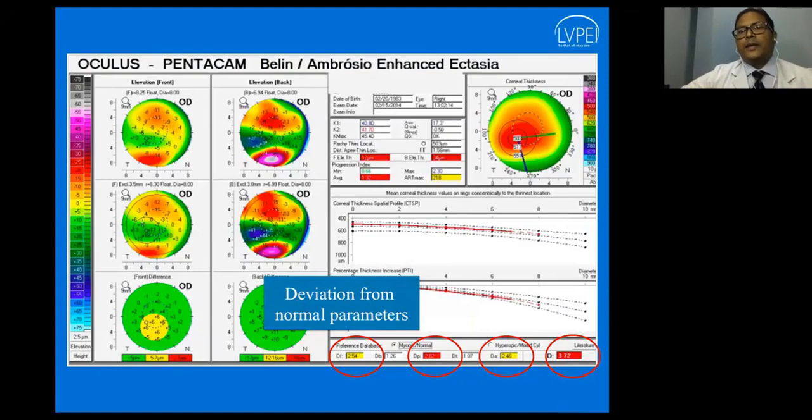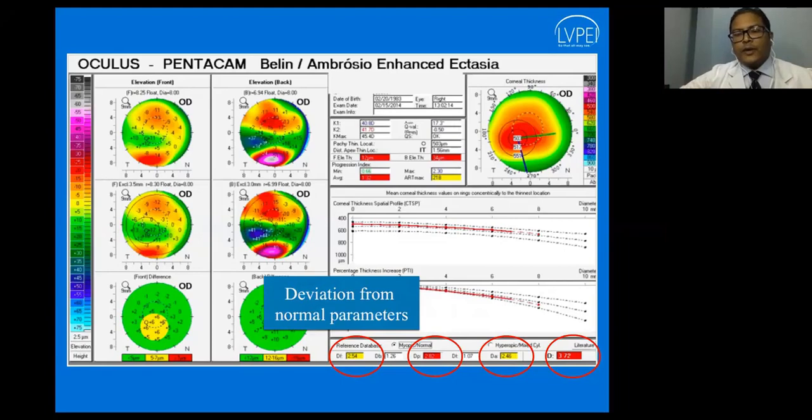This is the display of the Belin-Ambrosio enhanced ectasia display, and it provides the progression index, which is 1.2. Though 11% of keratoconic eyes also fall into the normal category. It provides the summary of the front-back elevation, the difference between them, and the difference between the pachy values.